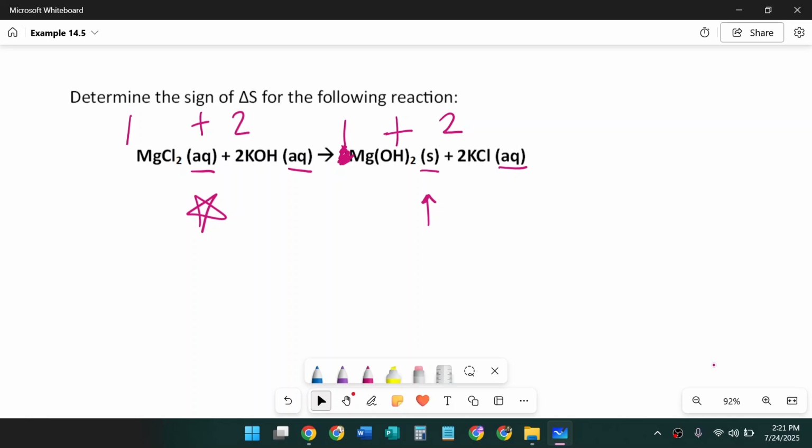So the only thing that we're really going to look at is the change in phase going on. And because it went to something that has lower entropy, we're going to say that this lost entropy. And so our change in S is again going to be less than 0 because of the decrease in entropy. And that's based on the phases.